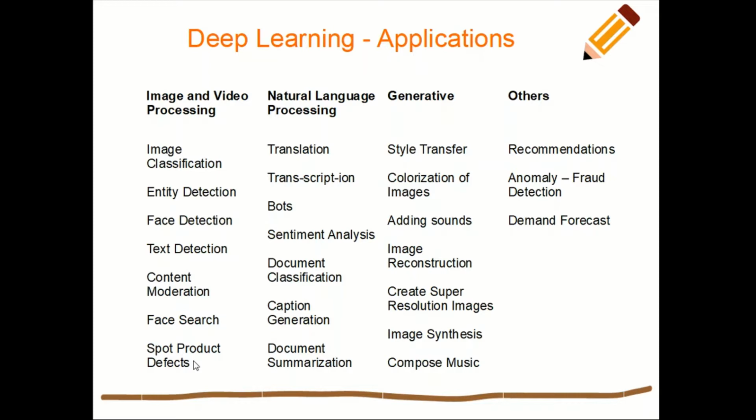So in a manufacturing process, if there is a vision model deployed onto a device, it can capture continuous video and analyze whether there is a particular product defect, and then it can take corrective action on it.